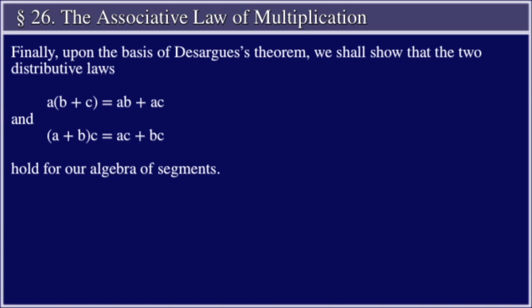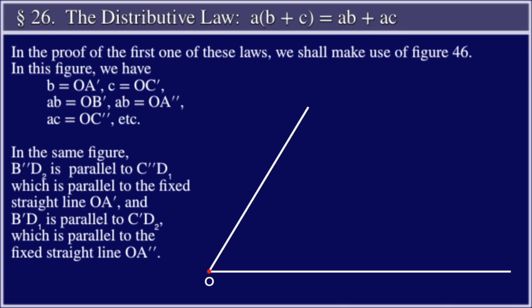Finally, upon the basis of Desargues' theorem, we shall show that the two distributive laws, a times the quantity b plus c equals ab plus ac, and the quantity a plus b times c is equal to ac plus bc, hold for our new algebra of segments. In the proof of the first one of these laws, we shall make use of figure 46. In this figure, we have b equal OA prime, c equals OC prime, ab equals OB prime, ab equals OA double prime, ac equals OC double prime, etc.